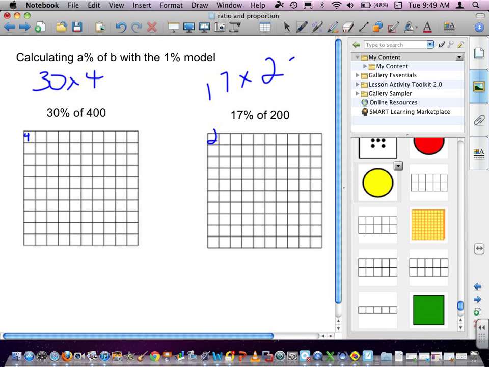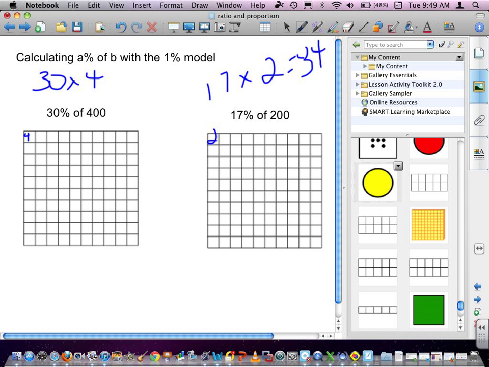Now the reason I like the 1% model is because it involves less multiplication of decimals. We're more often working with whole numbers than decimals. The way you likely learned it was taking your percent and turning it into a decimal and then multiplying the decimal by the whole number. That works as well.